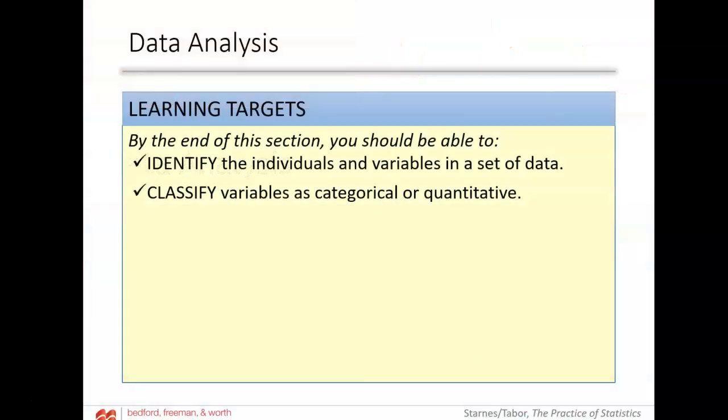I'm going to be honest, it's a bit of a dry section, but that doesn't mean it's not important. There's a lot of vocabulary. So our learning targets in this section, which there's not many, we're going to be identifying individuals and variables in a set of data. And we're going to classify the variables as either categorical or quantitative. And that's going to seem like, oh, that's so easy. Well, it's maybe easy to you.